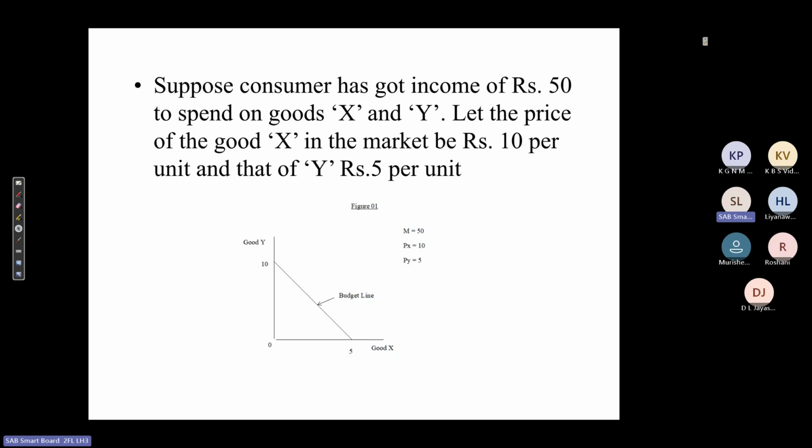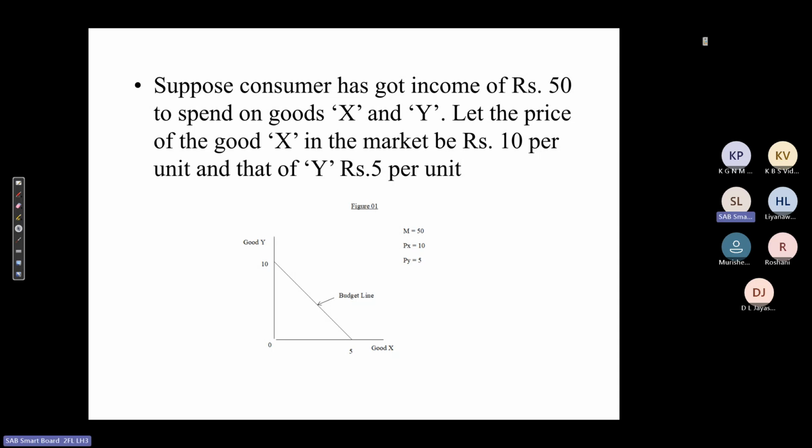This extreme point explains what? He spent his whole income on product Y. So that means 50 divided by the price of Y, which is 5, so 50 divided by 5 gives this particular point, 10. For the other extreme point, he spends his whole income to purchase or consume product X. Our income is 50, the price of product X is 10, so we get 5. These points are 5 and 10.